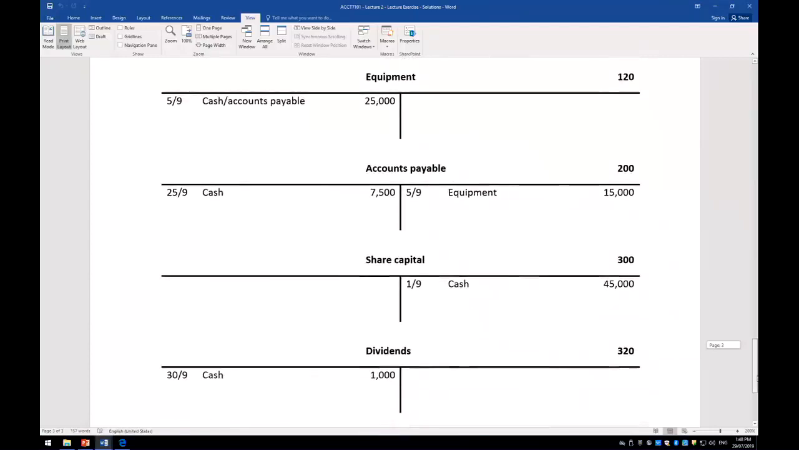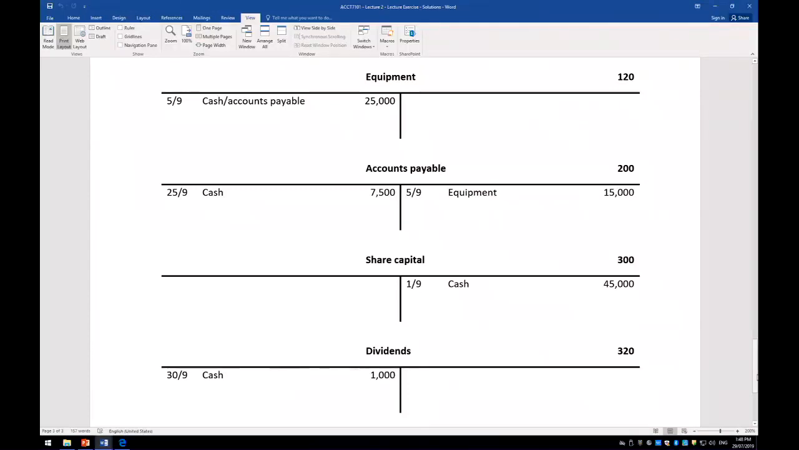And so the other items are the equipment. So the equipment, there was just one transaction. So it's an asset. So on the right side of the account, the equipment there, that the other side was we paid out cash and owed accounts payable on the 5th. Share capital, we issued shares for cash. So share capital, it has a natural credit balance. So it's on the right side. And the corresponding account was cash.